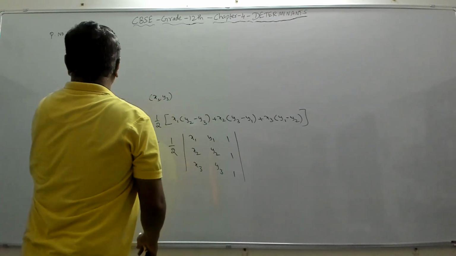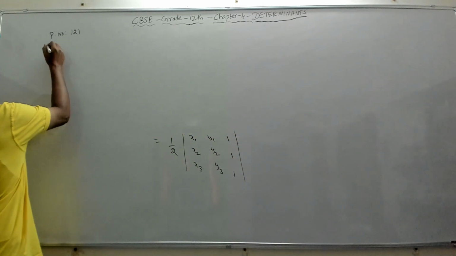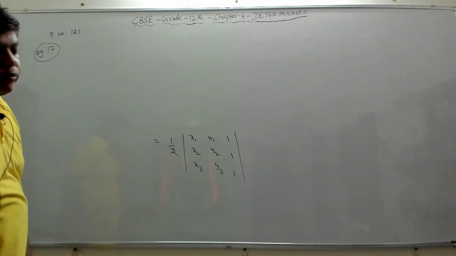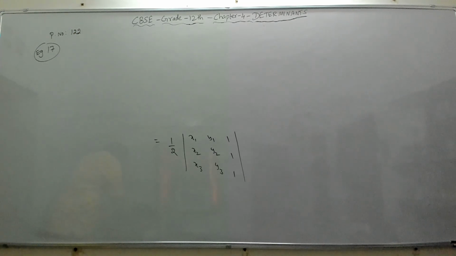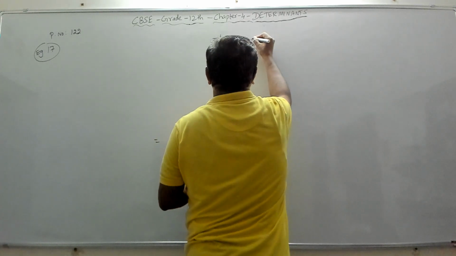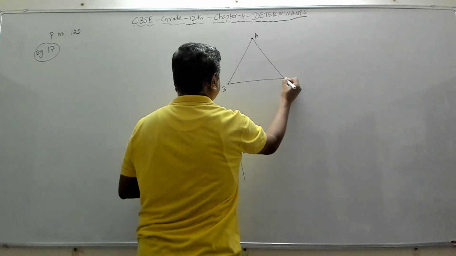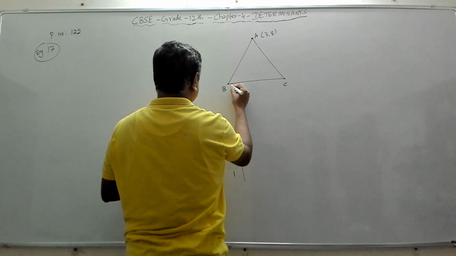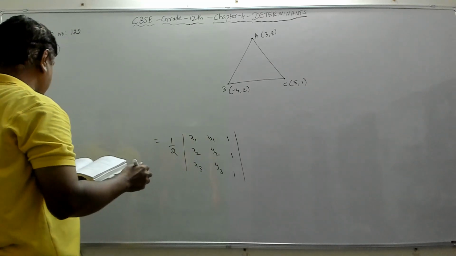Now I am at example 17 in your textbook, page number 122, where we have to find the area of the triangle whose vertices are given. Right? So if I draw a triangle here, suppose this is A, this is B and this is C. What is given? The vertices are (3, 8), then (minus 4, 2), then (5, minus 1). So we have to find the area of the triangle whose vertices are given.